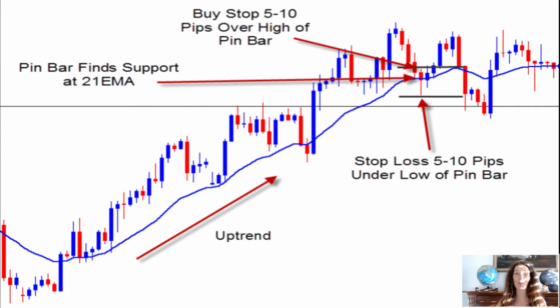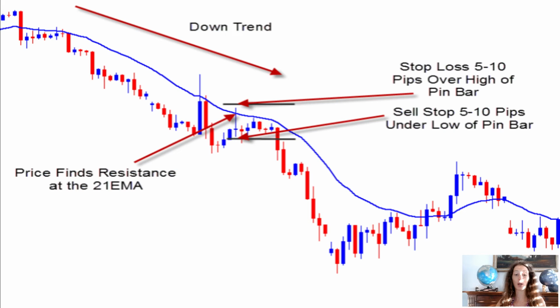Here is another example of price finding support and creating a pin bar at the 21 EMA. On the very next candle, we got our entry and the price went on to hit our 1-to-1 target very easily. Downtrend example. As you can see, once the market got going, it really took off after finding some really nice resistance at the 21 EMA. Here is another great example of price finding resistance at the 21 EMA in a downtrend and then creating a nice pin bar that we can trade.